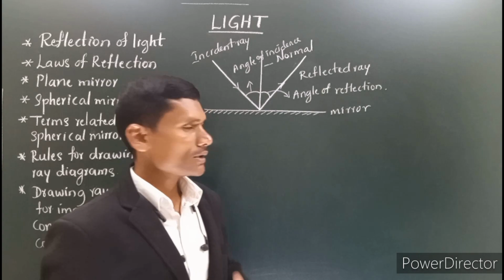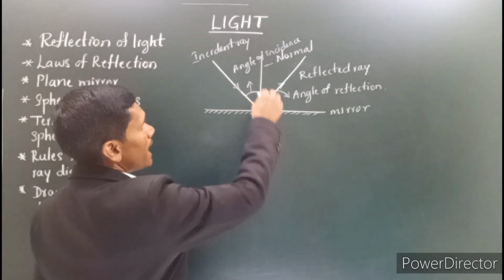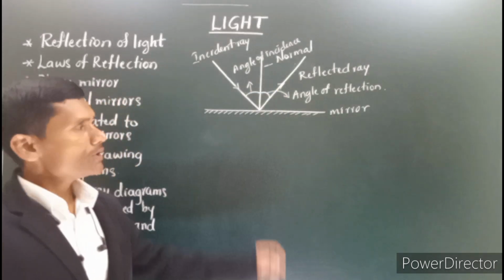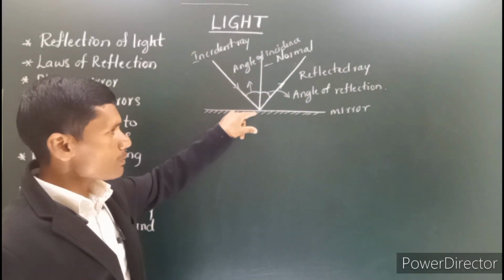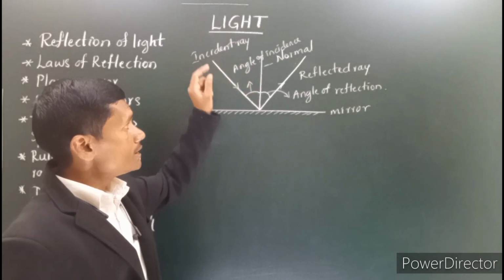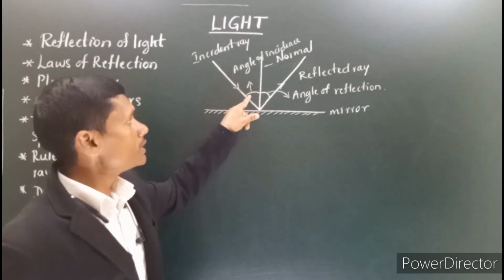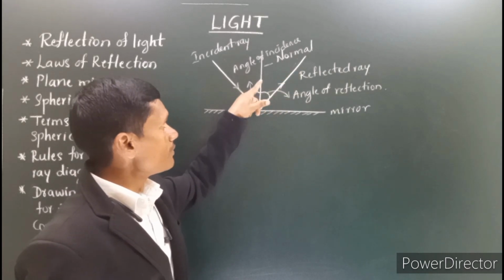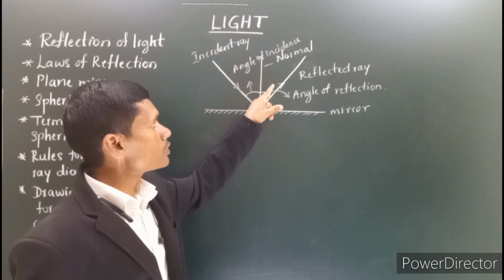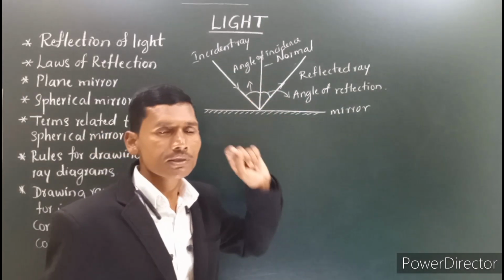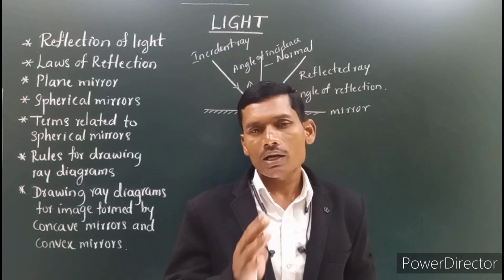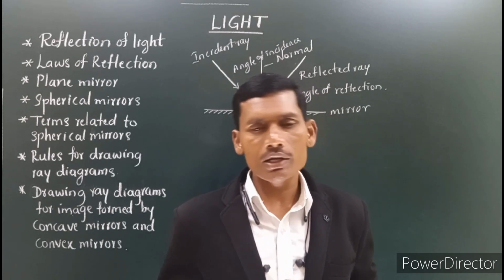Coming to the laws of reflection, the first law says the angle of incidence is always equal to the angle of reflection. Means when a ray of light is incident on a polished surface, it makes an angle with the normal. This angle will be exactly equal to the angle made by the reflected ray with the normal. That is, the angle of incidence is always equal to the angle of reflection. This is the first law of reflection.